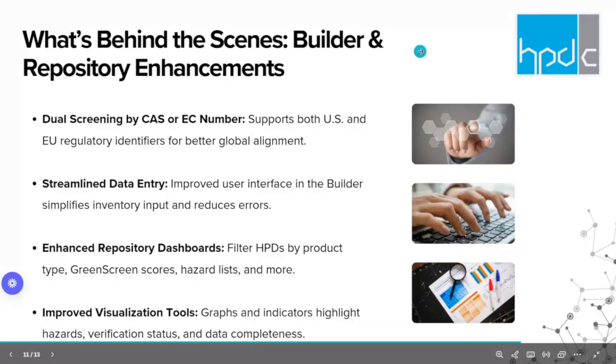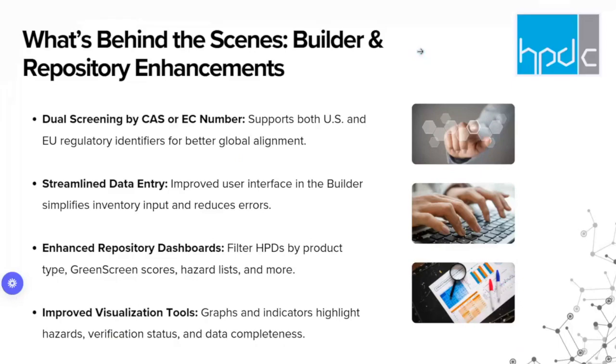All right, so those are the big changes. But really behind the scenes for the builder and the repository enhancements, there is another small change that has happened. So we can now screen via a CAS number, which everyone is familiar with, but now we can also screen via EC numbers, which is really EU specific, or the European Union specific. So this is going to help us better align with the European market, and it's going to help us support the implementation of the EU HPD.